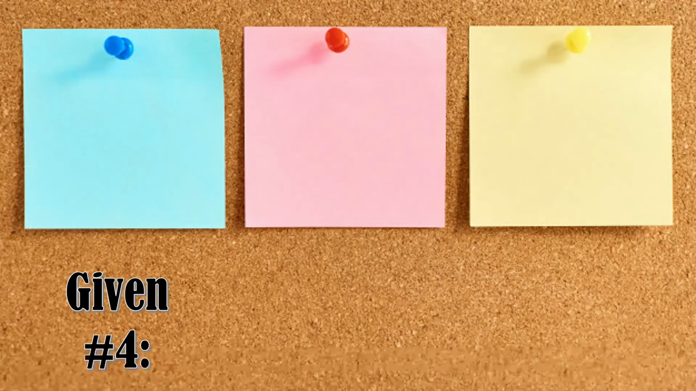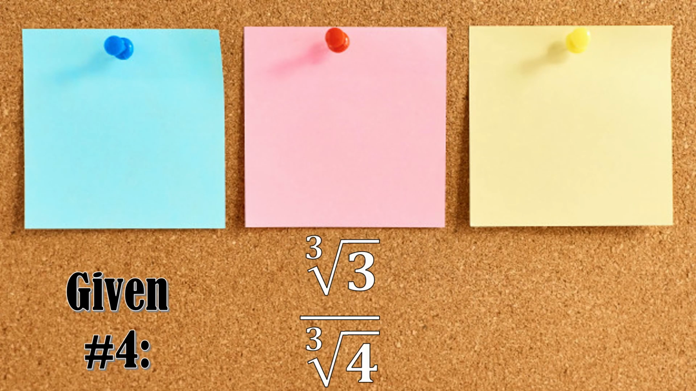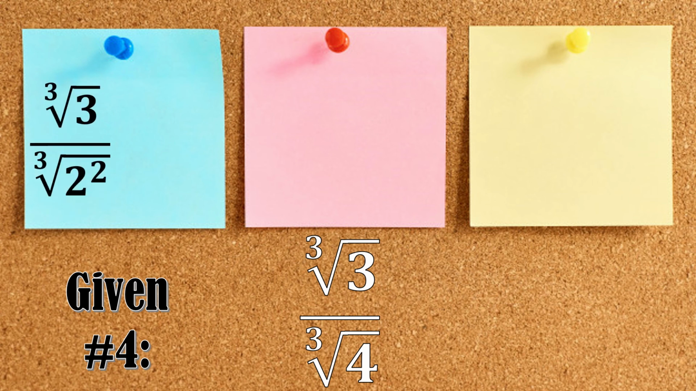3y. Given in number 4, we have the cube root of 3 all over the cube root of 4. We all know that cube root of 4 is also cube root of 2 squared. So, we still need 1 more 2 to make the exponent 3. So, we multiply both denominator and numerator by cube root of 2.